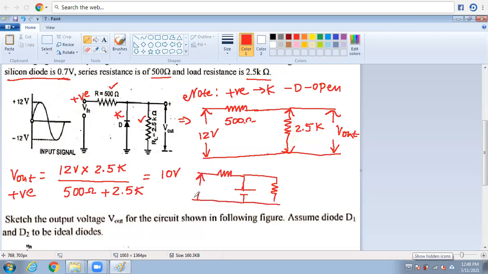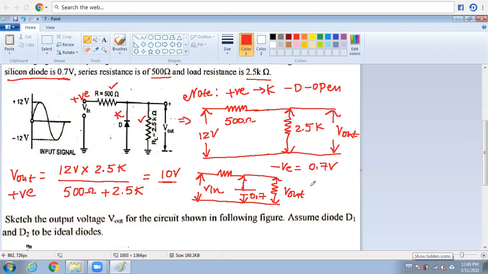Whatever input voltage we give, across the output terminal, that is V out, it is maintaining the built-in potential, which is 0.7 volts. If it is the positive peak, that is 10 volts. If it is the negative peak, the output voltage equals 0.7 volts.